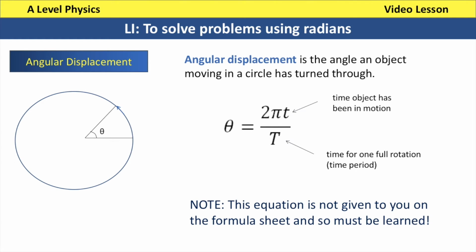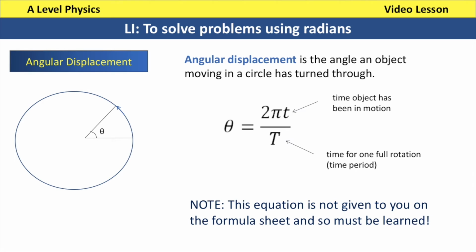Please note that that equation is not given to you on the formula sheet and so needs to be learned. If it helps though, you will remember of course that when we looked at phase difference in the topic of waves, you've actually learned that formula already because it is still theta equals 2 pi t divided by capital T.